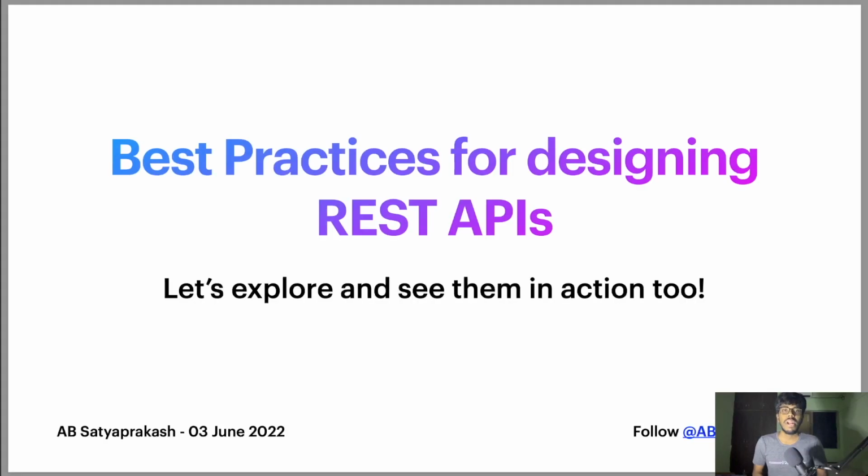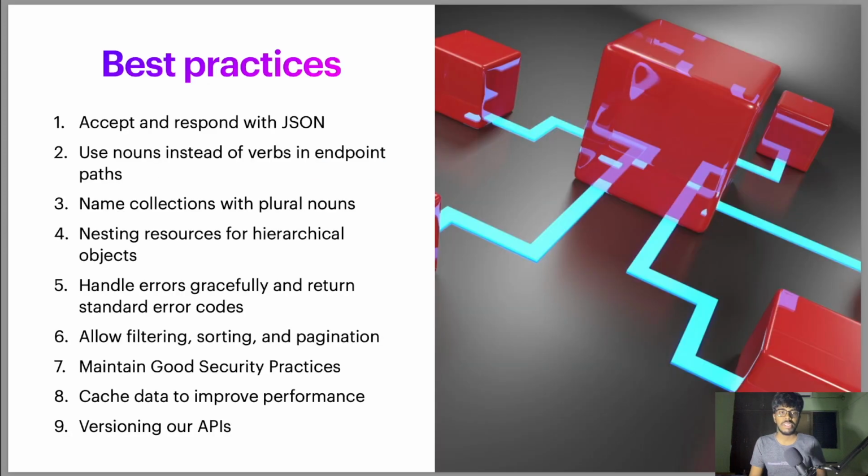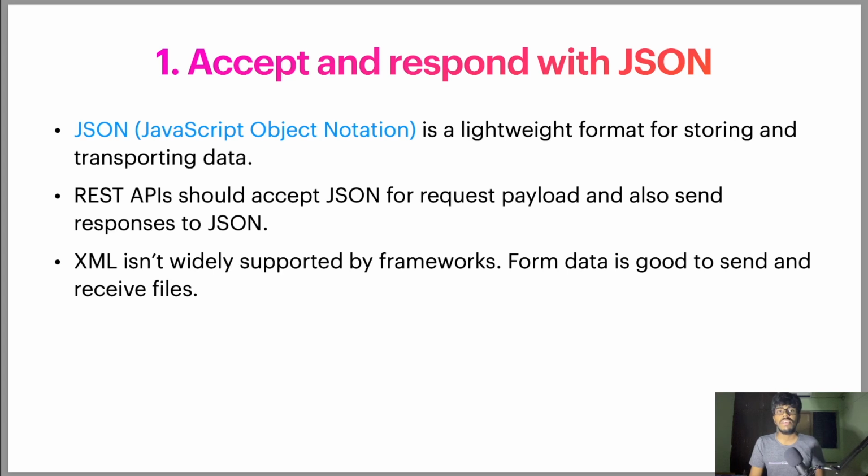Alright, so let's go ahead and look at all of those best practices I have been talking about. In these lecture notes, I have mentioned all those 9 best practices which you must follow while designing your APIs. For each of these, we'll discuss what exactly we need to do, and then implement the corresponding thing in terms of code. We are starting with the first point, which is accept and respond with JSON.